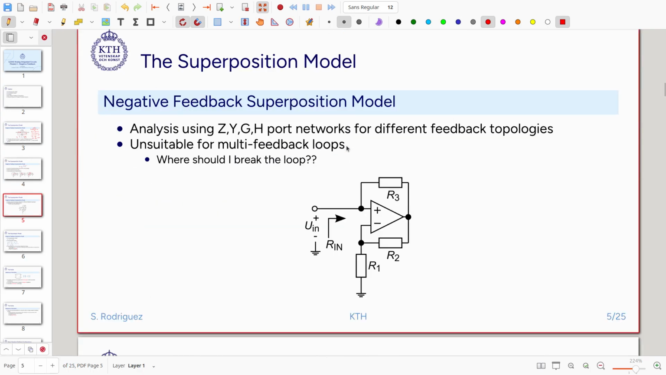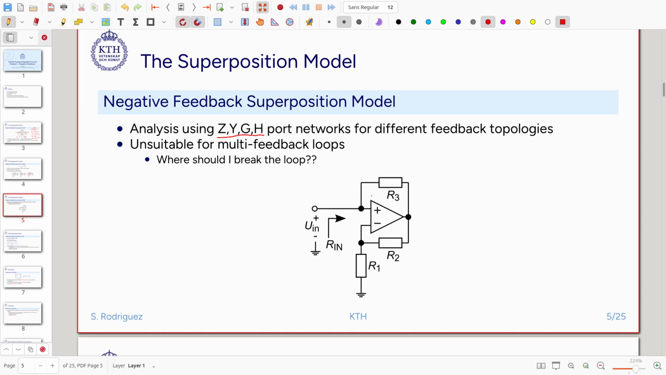So in the theory, there are several ways that people have tried to solve this problem, and you will find that depending on the type of amplifier, it's possible to use different modeling using Z, Y, G, and H two-port networks. But there are many situations in which none of these work.